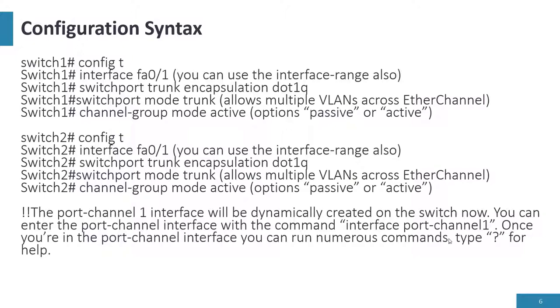You're going to do switchport trunk encapsulation dot1Q, and then you're going to do switchport mode trunk to allow multiple VLANs across. And you're going to do channel-group, the number, channel-group 1 mode active, and then the options are passive or active. So in this case, we could have actually put passive on switch 2 and still formed an ether channel. But if we put passive on both switch 1 and switch 2, we would not form an ether channel.